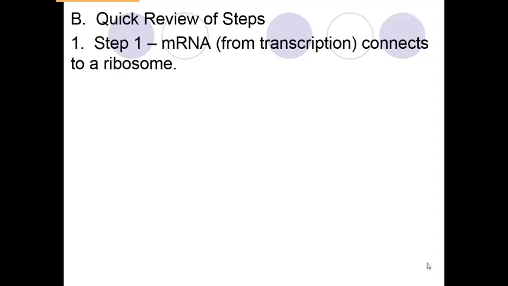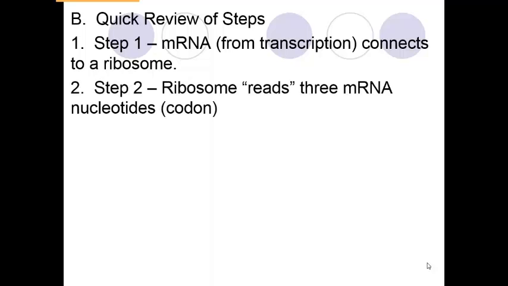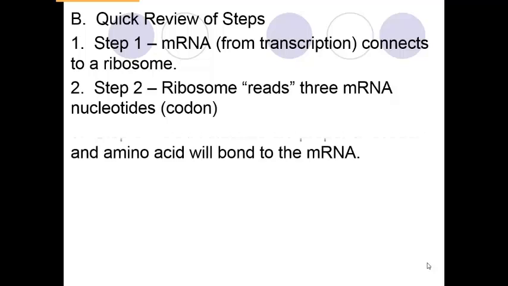So if we just review the steps and how this works, first of all, mRNA has to get made first. So we're assuming at this point transcription has already taken place. So the mRNA that was made in transcription is going to be connecting to a ribosome. The ribosome is going to be reading those 3 mRNA nucleotides. It reads 3 at a time, and those 3 letters on mRNA are called a codon.